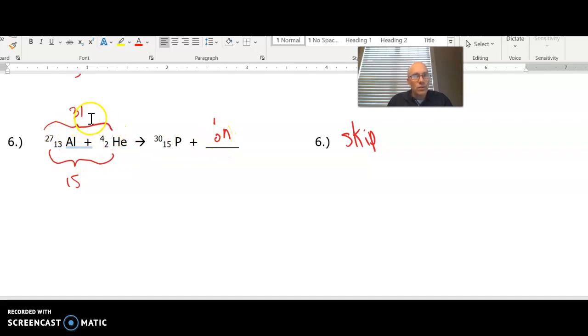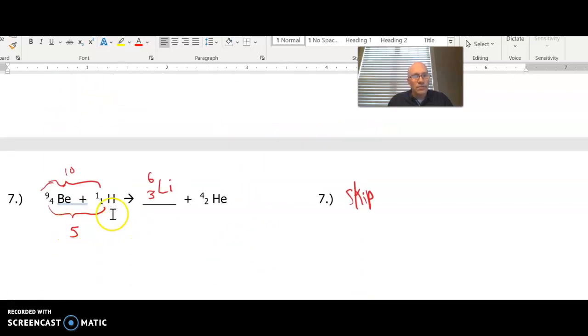You have a total of 31 at the top, so that would be 1. And the particle that has a 0 atomic number with a mass number of 1 is a neutron, which you represent as just a lowercase n. All right, and again, skip that classification. These follow that same basic pattern.